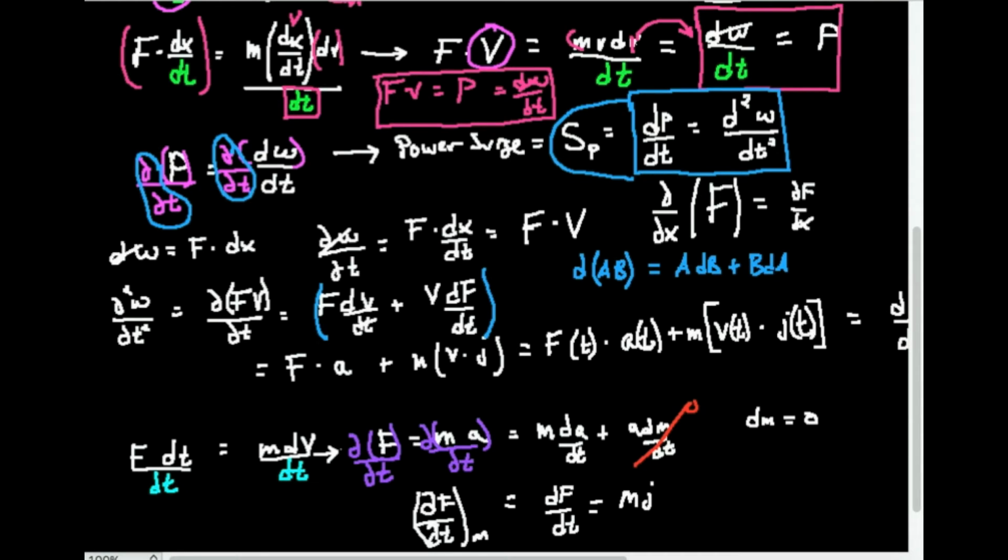Because this is actually what the derivative of power with respect to time is. What is dv dt? That's the acceleration, right? And F is just F. So I'm going to say this is force times acceleration, right?